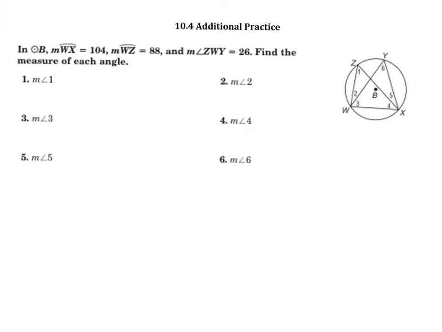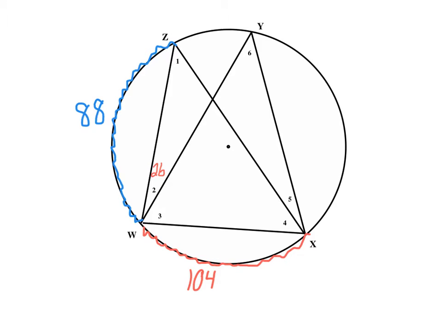Hey math enthusiast, I'm here to look over some of the problems from the 10.4 additional practice on inscribed angles and inscribed polygons. So to start off, for numbers 1 through 6, they give us circle B over to the right, and they give us some given information. So let's start off and just fill all that information into our circle and see what we can solve for from there. Now, let's focus on the first thing they gave us.